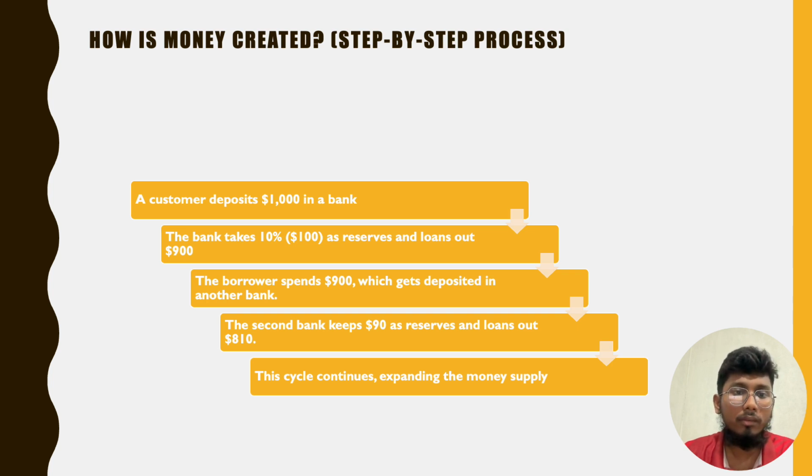Then the process comes again. The second bank keeps $90, that means 10% of the $900 which has been deposited into that bank. 10% of 900 is $90. So the bank keeps $90 from the $900 as reserves and loans out $810, and this cycle continues expanding the money supply. So that's the step-by-step process of how money is created.